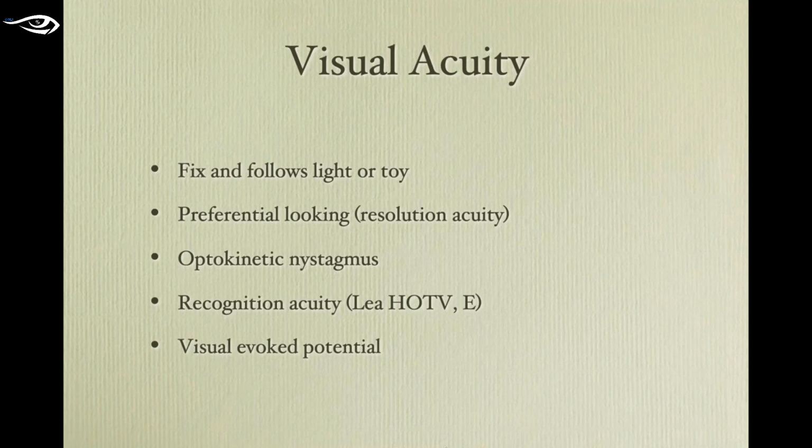Child does not have the cognitive ability to do these until about 3 years of age. Some more precocious kids can do it earlier than that. I've been able to get responses down to 2 years of age sometimes by using a matching test. I'll show you that in a minute. In the US, we typically use LEA or HOTV starting at around age 3, but again, I may try it earlier. We don't use tumbling E at all in the United States.